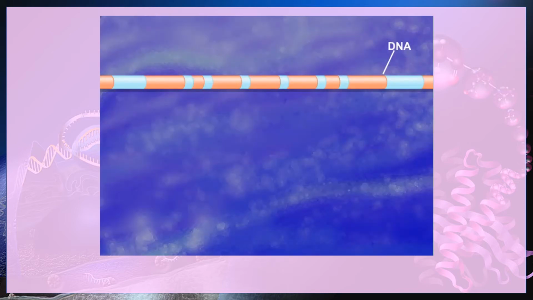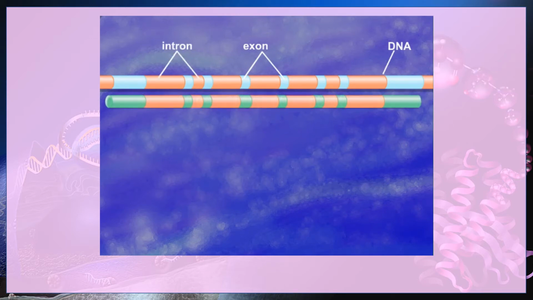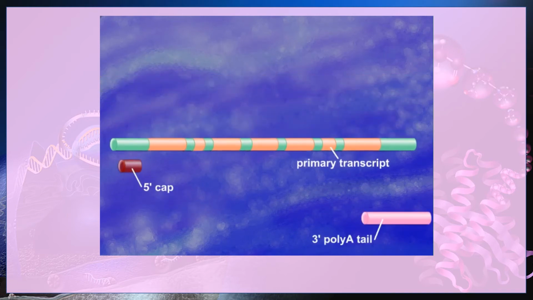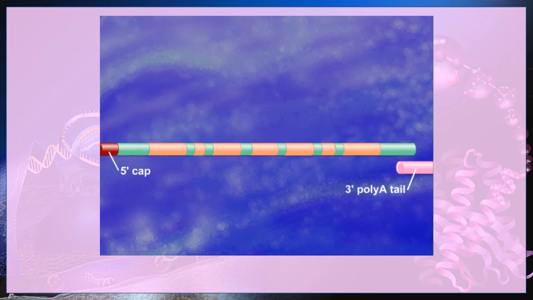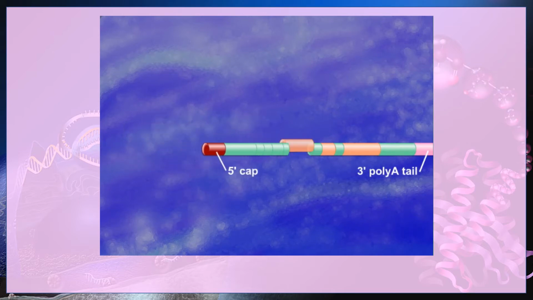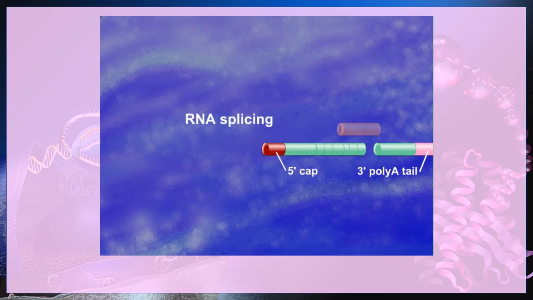Eukaryotic genes consist of coding sequences of nucleotides called exons and non-coding sequences called introns. The product of transcription, called the primary transcript, is formed with a 5' cap and a 3' poly A tail. The intron sequences are then removed by the process of RNA splicing.